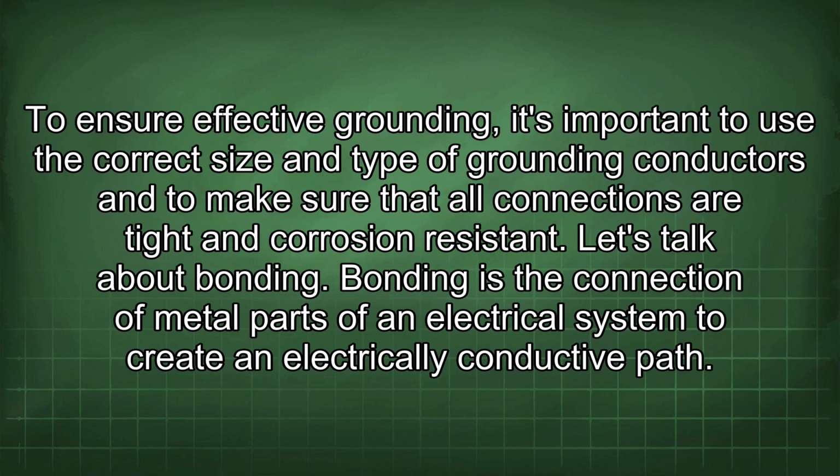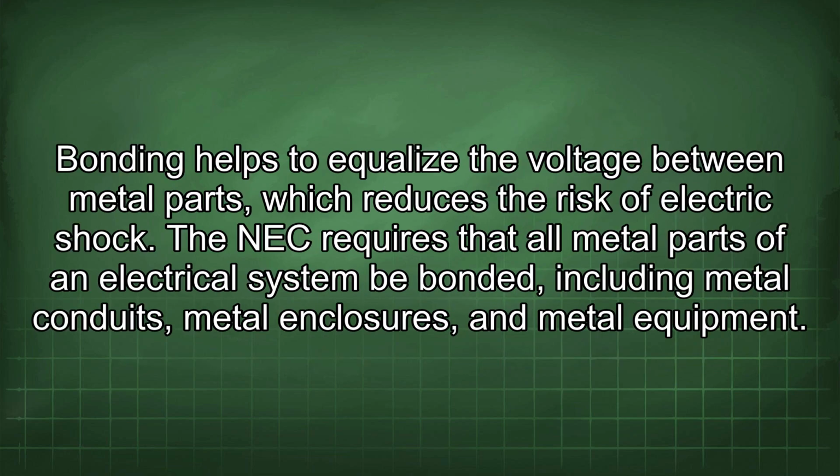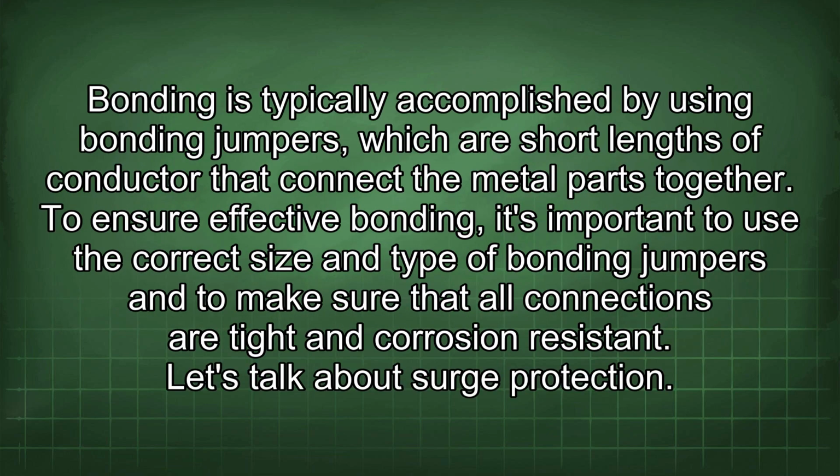Let's talk about bonding. Bonding is the connection of metal parts of an electrical system to create an electrically conductive path. Bonding helps to equalize the voltage between metal parts, which reduces the risk of electric shock. The NEC requires that all metal parts of an electrical system be bonded, including metal conduits, metal enclosures, and metal equipment. Bonding is typically accomplished by using bonding jumpers, which are short lengths of conductor that connect the metal parts together. To ensure effective bonding, it's important to use the correct size and type of bonding jumpers and to make sure that all connections are tight and corrosion resistant.